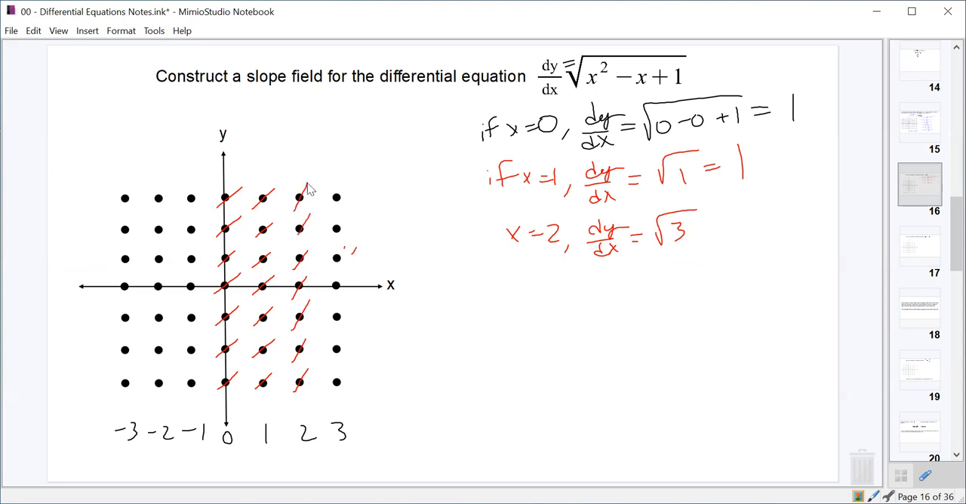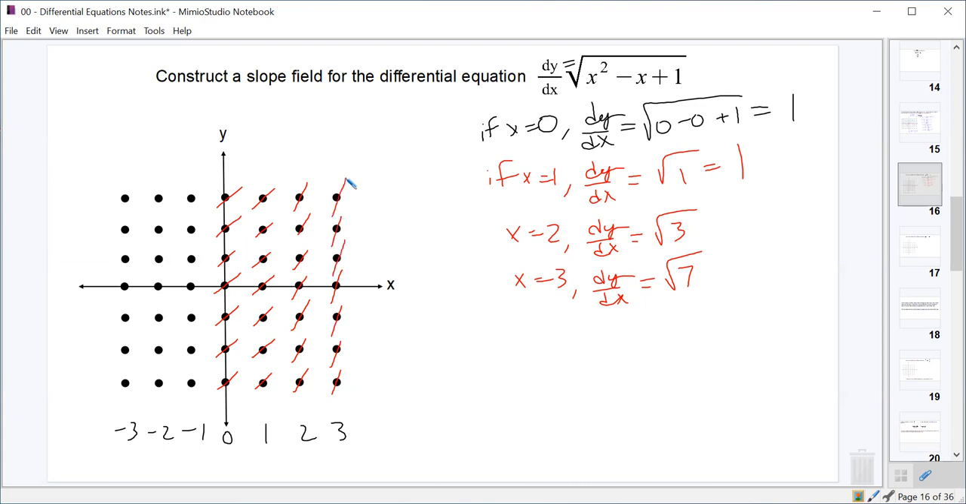And then we'll move out and we'll do one more over here. We'll take a look at x equals 3. And that'll give us dy/dx equals the square root of 7. 3 squared minus 3 plus 1 is 7. And square root of 7, again, we should know that that's going to be between 2 and 3, because the square root of 4 is 2 and the square root of 9 is 3, and 7 is between those. So we just need to be, again, a little steeper than we were in the previous column.